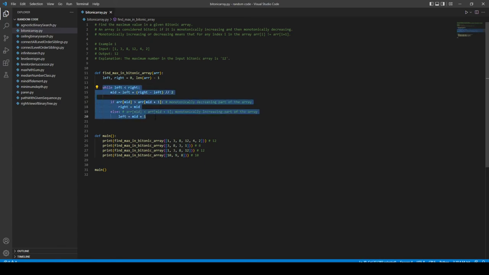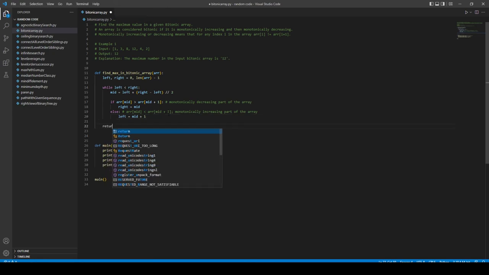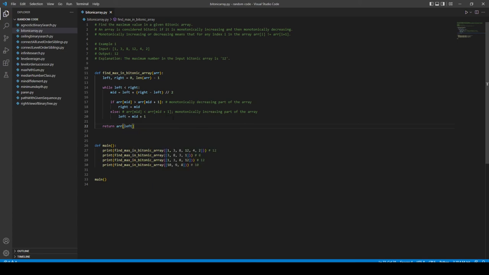We'll break out of this while loop once left is equal to right. We want to find the value using the left and right pointers. Once they're equal to each other, we'll just return array left or right. It doesn't really matter, they're both equal to each other anyways.